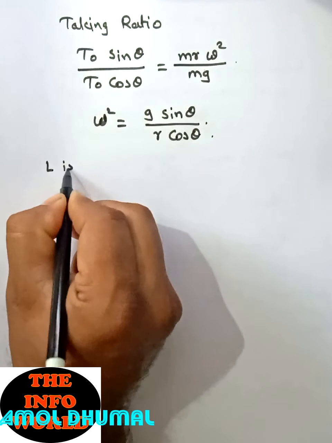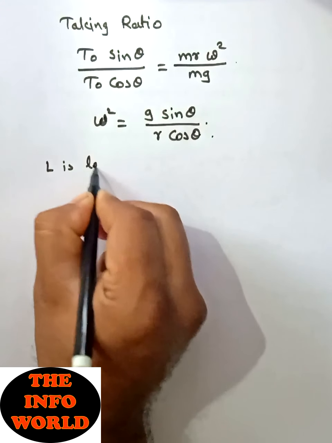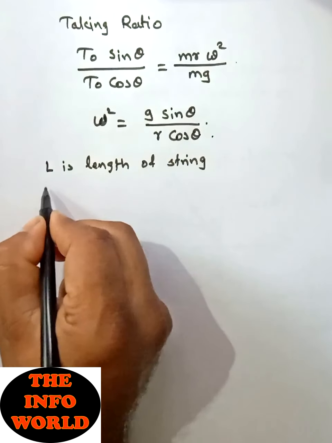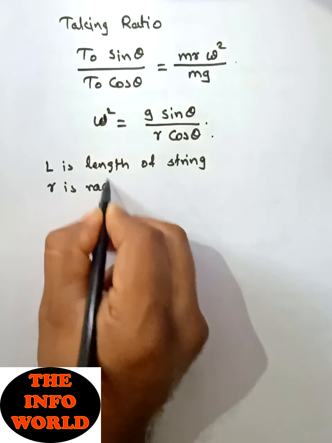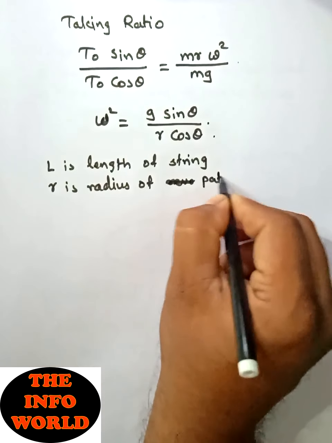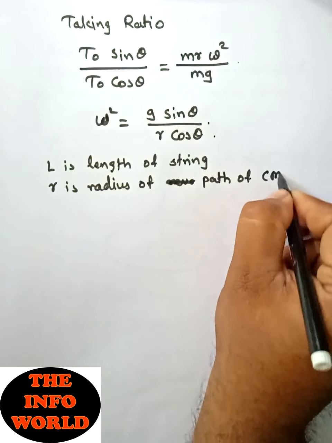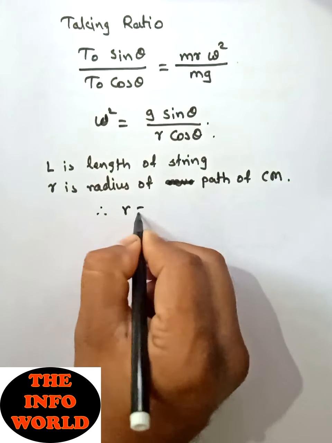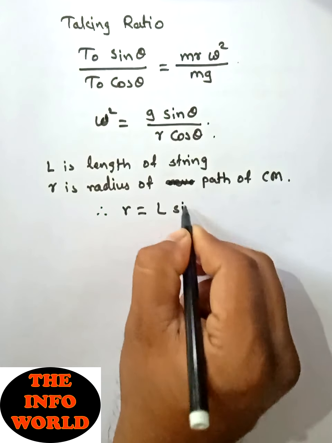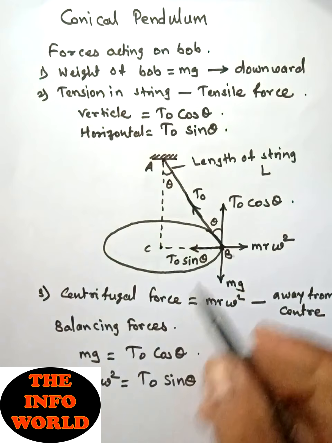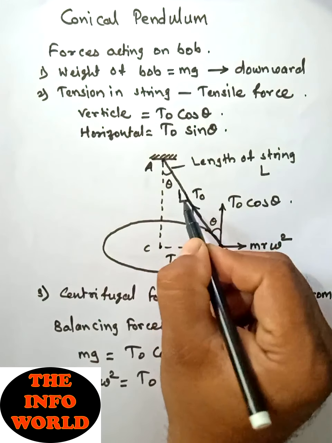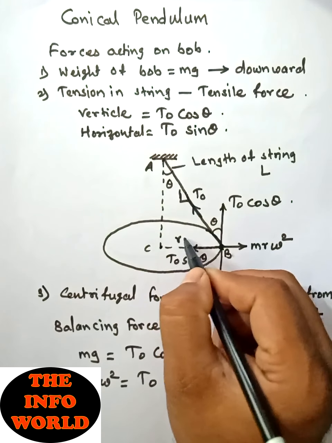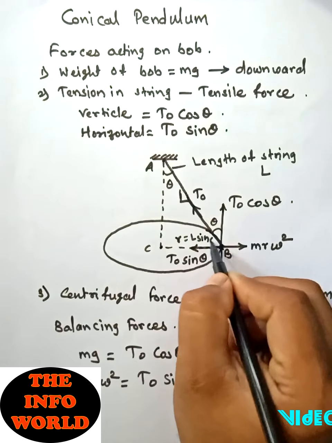L is the length of the string, r is the radius of the path of circular motion. Therefore, r is equal to L sin theta. So this is L and this is r, and this is angle theta. So r is equal to L sin theta.